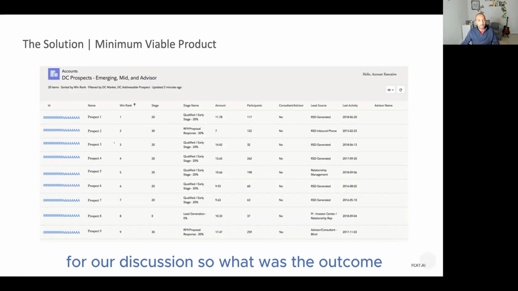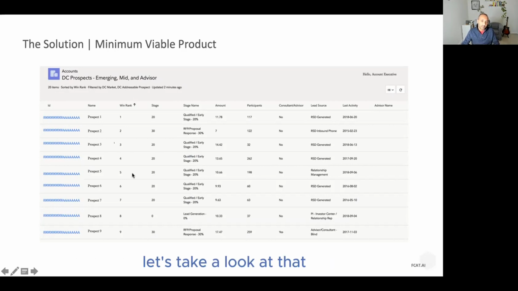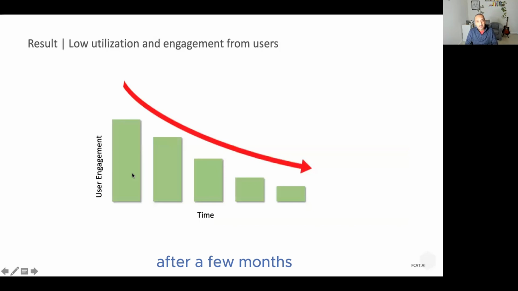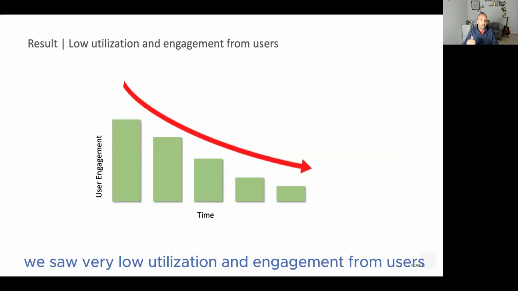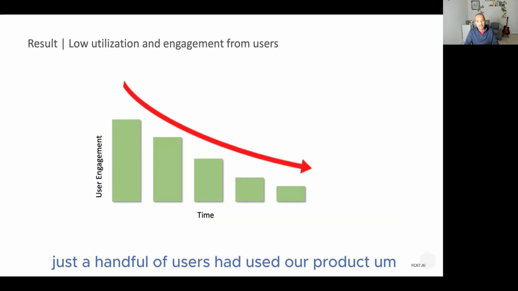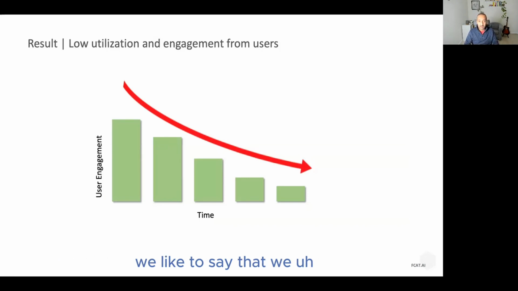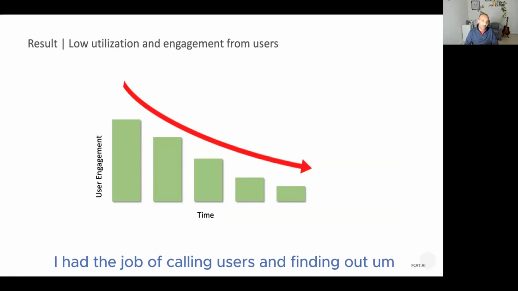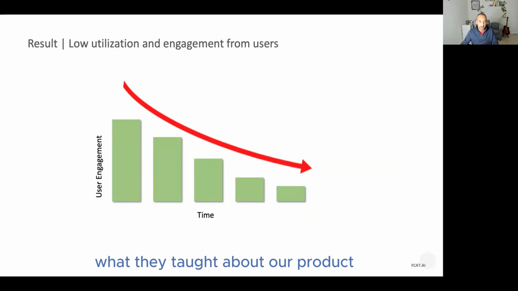So what was the outcome? Let's take a look at that. After a few months, we saw very low utilization and engagement from users. Just a handful of users had used our product. We like to say that we failed really fast, and that's what we did. Since it was a pilot and a small group, as a product manager, I had the job of calling users and finding out what they thought about our product.